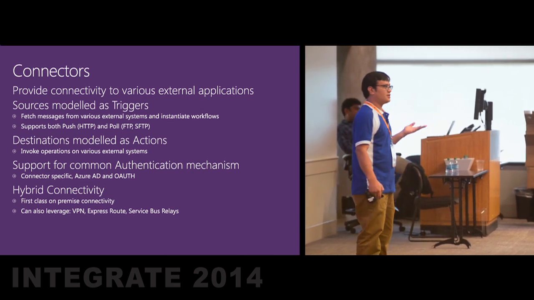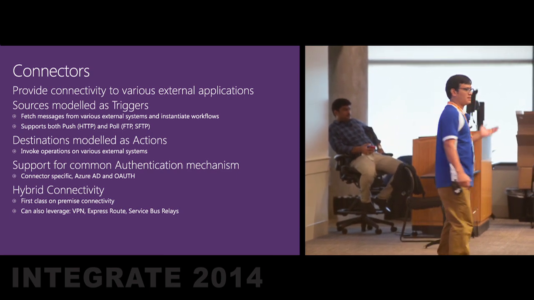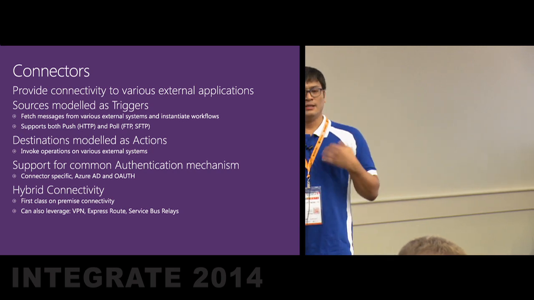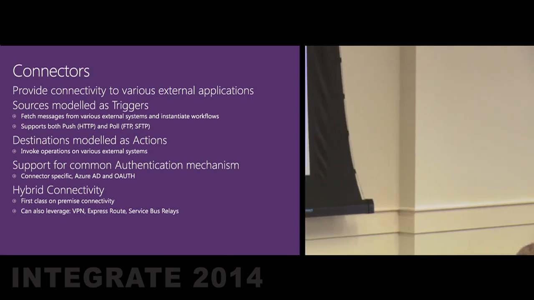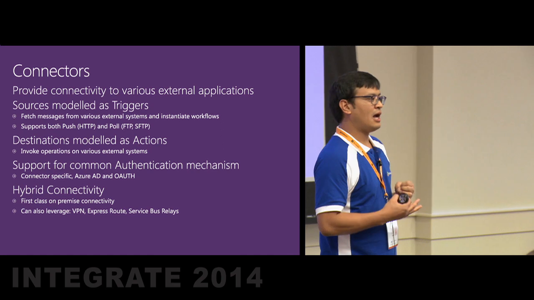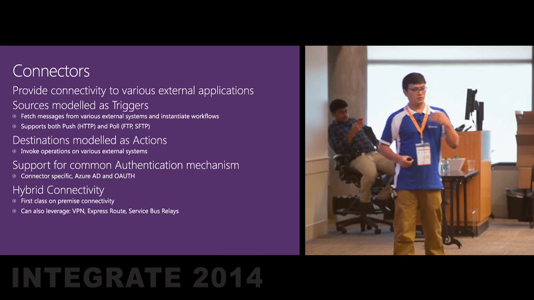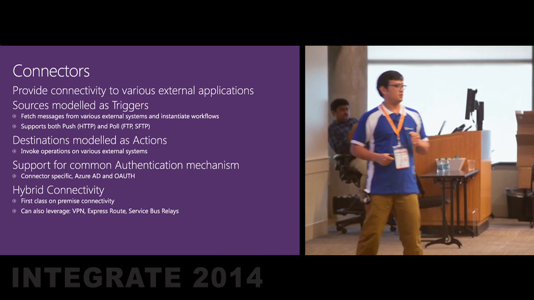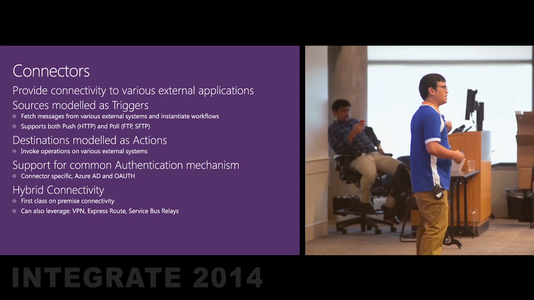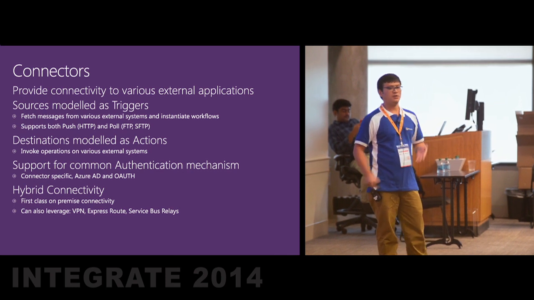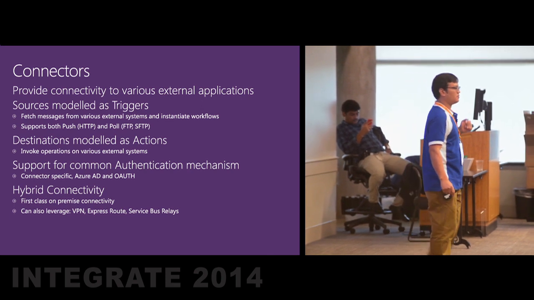And we said sources are modeled as triggers, right? So the example would be the ability to fetch messages from various external systems and instantiate workflows, that's why we call them triggers, because they trigger a workflow execution. We will have both push-based triggers, an example would be HTTP, where you're listening at an HTTP endpoint and a client application is pushing data to you. Or we also support polling-based triggers, where you go and check whether there are messages on that external system. One example we saw was around FTP. There are many such examples.